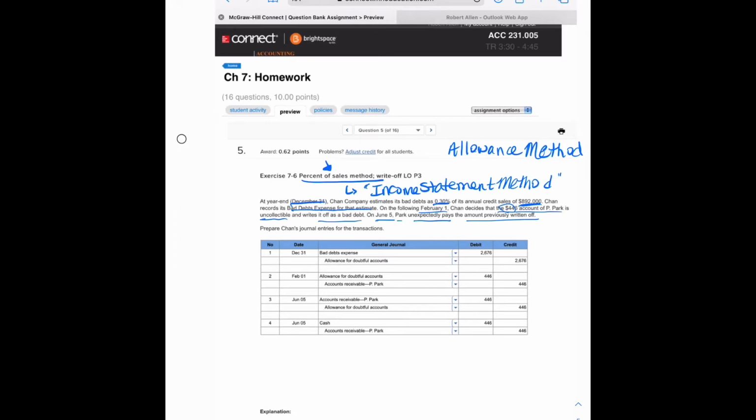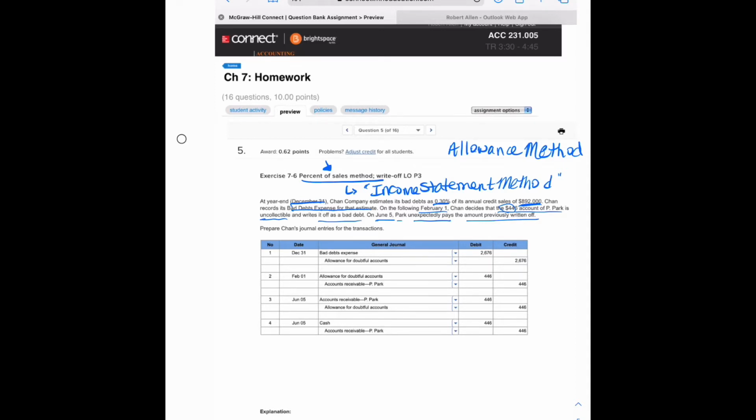So this is going to take us through every possibility underneath this percentage of sales method. We've got the estimate, we've got the write-off, the recovery, and the final collection of cash. So we'll talk through exactly where these numbers come from and what these accounts are doing in each one of these journal entries.